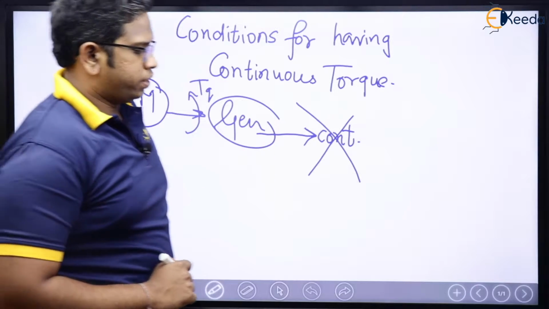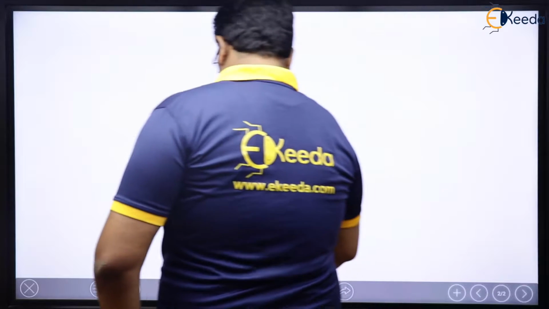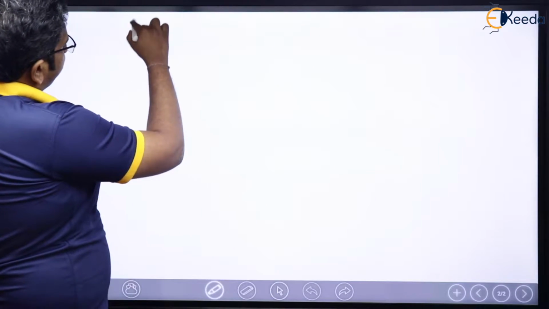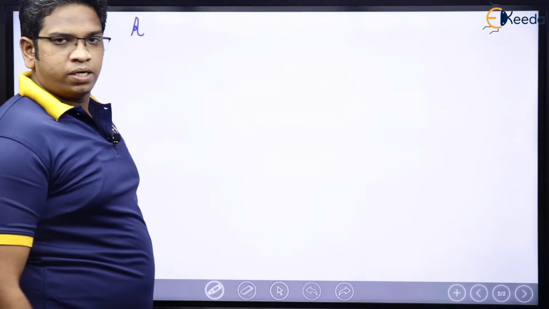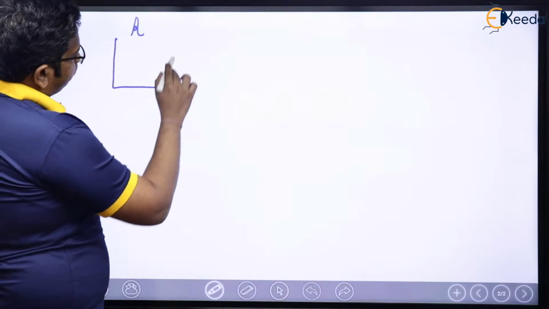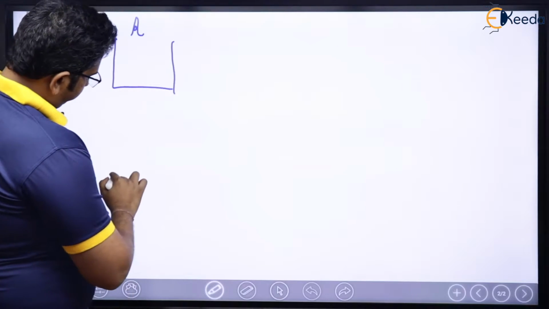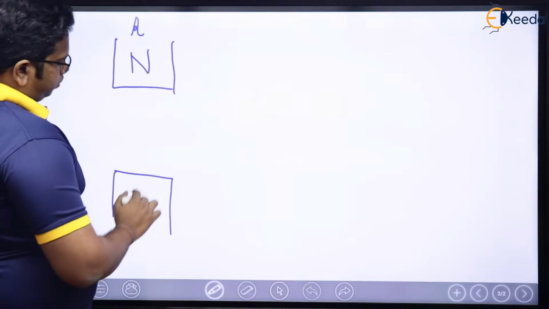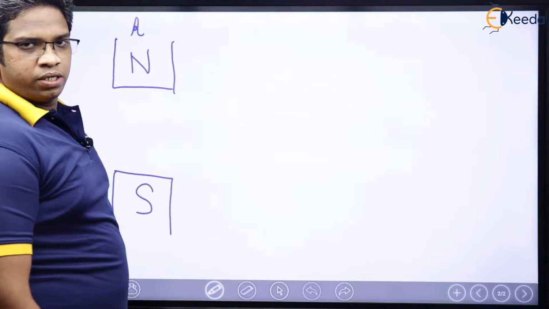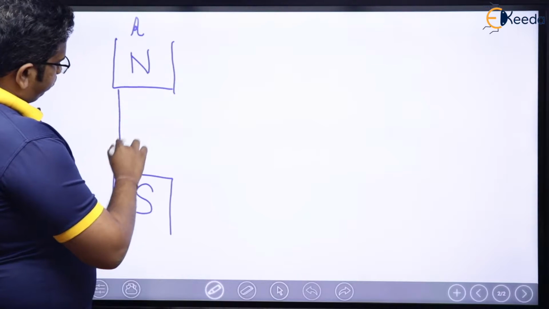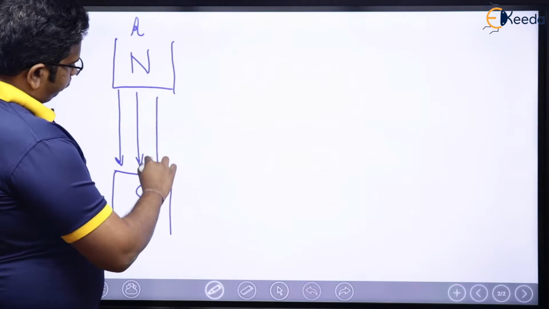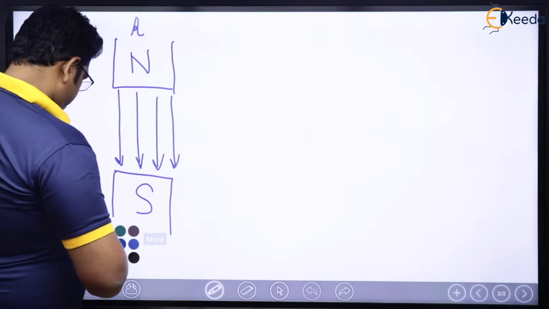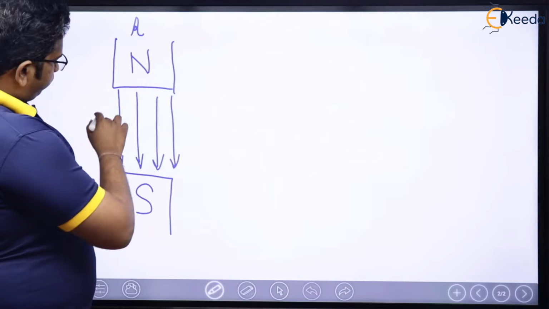Now see here, this bullseye indicates a stator. Let us say that I have a stator like this. This is the north pole, this is the south pole. We know that the flux lines will be like this. Inside this, I have a rotor like this.